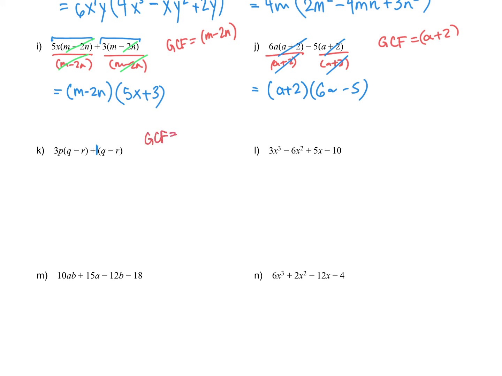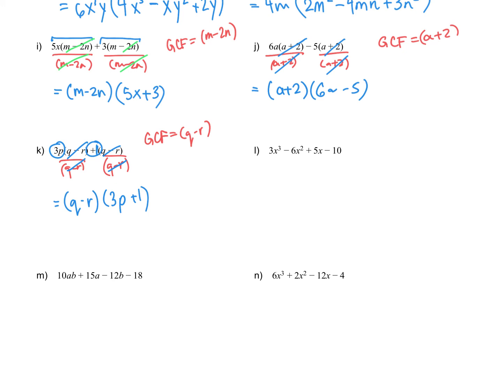Okay, so our greatest common factor is the q minus r. So I'm going to divide each term by the common bracket, which you don't have to show this division, but if it helps you, show it. The brackets cancel out, you're left with 3p. The brackets cancel out, you're left with plus 1. And there you have it.